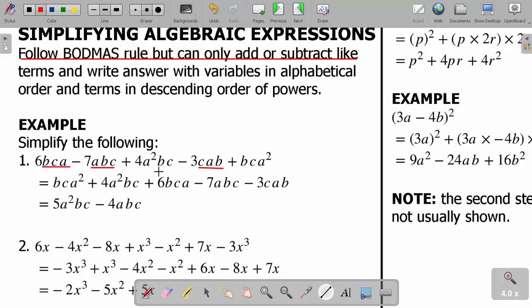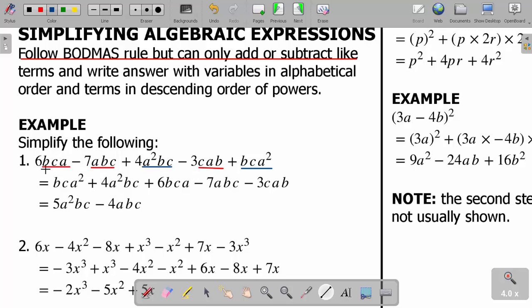Now note here, if I use blue color, I can say that this is A squared BC. Now this one is also A squared CB. It is also a like term because the variables are the same. So if you check here, these ones which are underlined in red are like terms, which means I can add and subtract them using the coefficients.